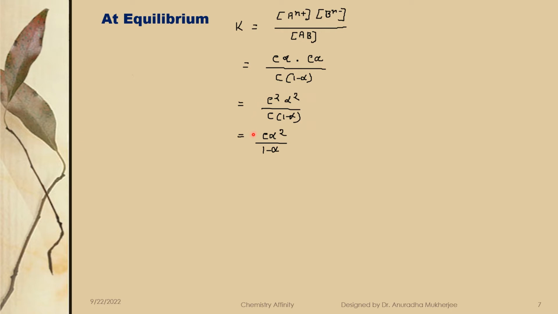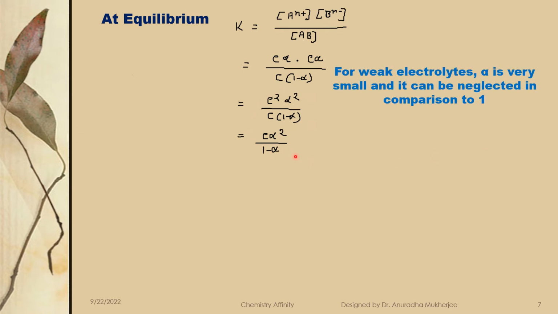Then, rearranging the equation, we get the ionic equilibrium constant K equal to C alpha squared divided by 1 minus alpha. For weak electrolytes, the degree of dissociation alpha is very small, so 1 minus alpha we can consider as 1. That means K equals C alpha squared. So alpha equals root K by C.